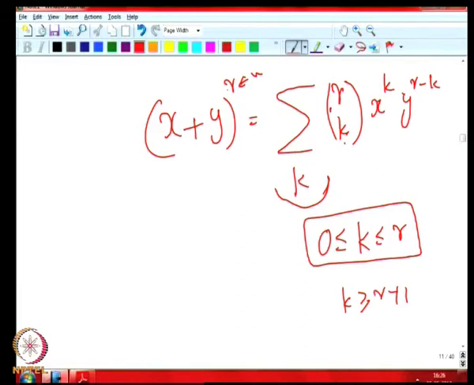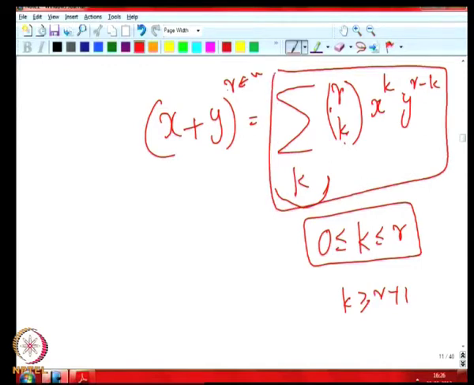So therefore, this will be the earlier formula only, whatever we have learned before, right? So that x plus y raised to n equals n choose 0 x raised to 0 y raised to n, plus n choose 1 x raised to 1 into y raised to n minus 1, plus n choose 2 into x raised to 2 into y raised to n minus 2, and so on. That formula will come from this.